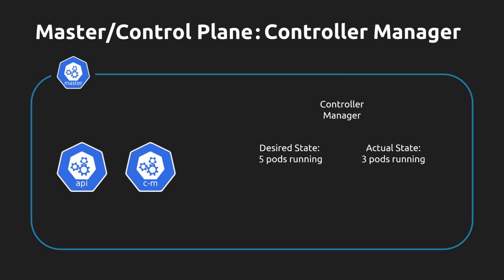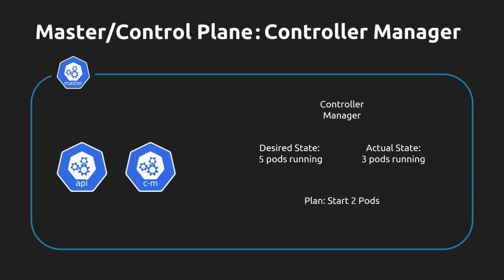So we're down to 3, but we need to have 5. So it's going to say, okay, this isn't quite right. I'm going to go ahead and make a plan on how we can fix this. And it's going to decipher what it would need to do to achieve the desired state in the minimum number of steps, essentially. So it's going to say that, okay, I need to start new pods.